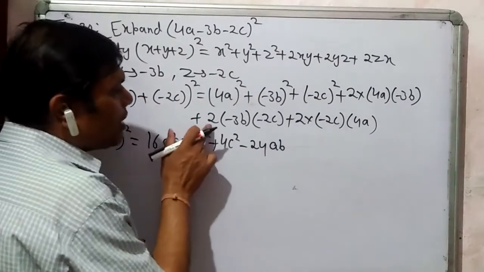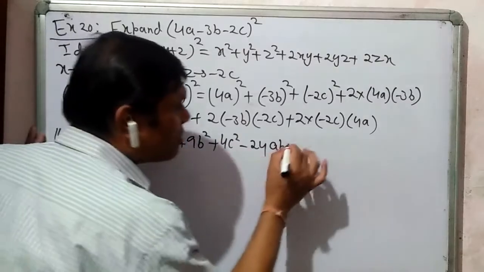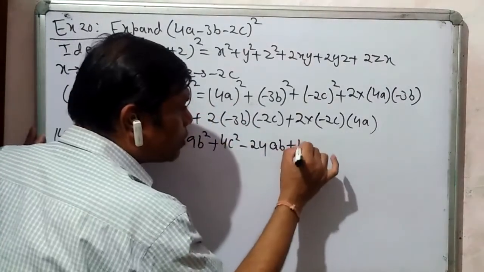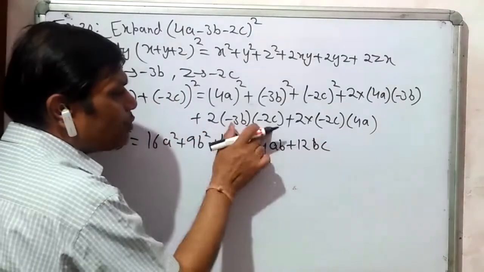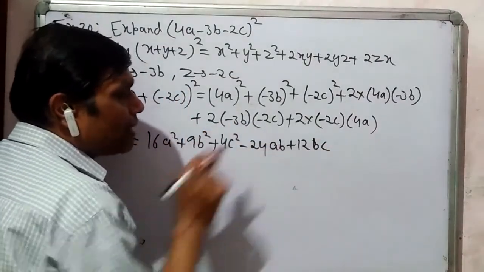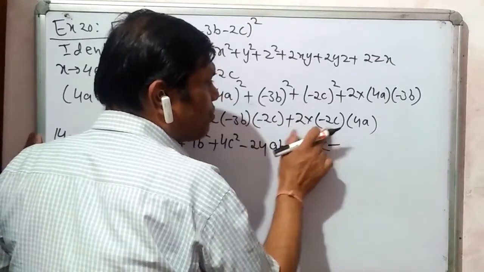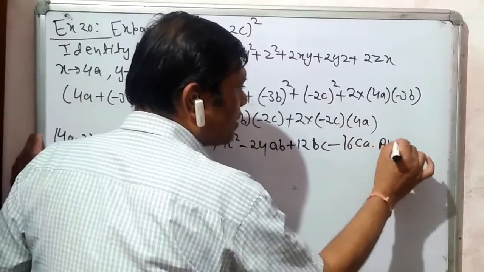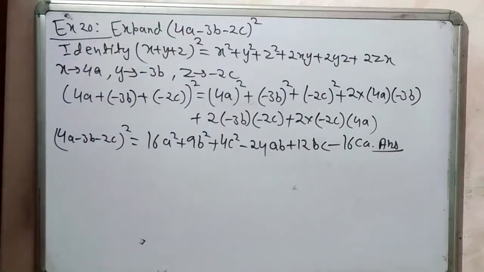Work on the signs over here. 2 into minus 3 is minus 6. Minus 6 into minus 2 is positive 12. So plus 12bc. This term will be positive. Two negatives are there, positive. Similarly, one negative is there, negative sign. 2 2s are 4, 4 4s are 16ca.